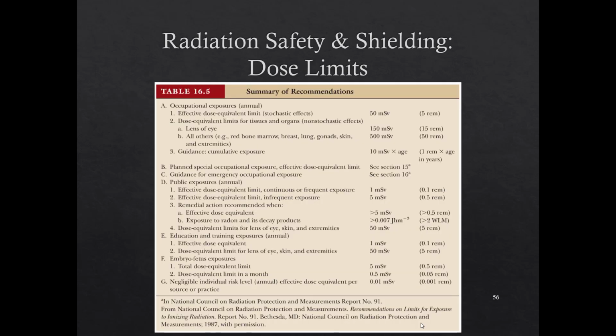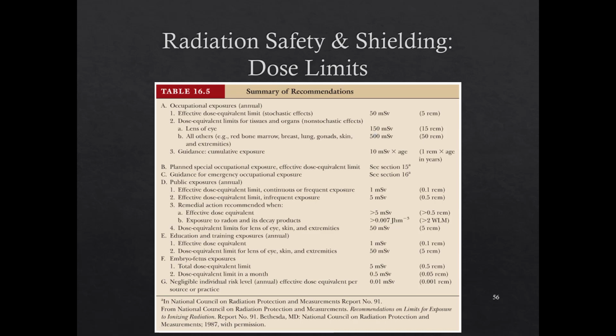So here's a summary of recommendations. I suggest that you guys either pause this, take a screenshot, do whatever it is that you need to do. You'll need to know the occupational annual dose limits, so the effective dose equivalent limit, which is again a measure of the whole body dose. So that's going to be of stochastic effects here. So that's going to be 50 millisieverts. For extremities, for pretty much all other, except for the lens of the eye, it's going to be 500 millisieverts. And the lens of the eye is going to be 150 millisieverts.